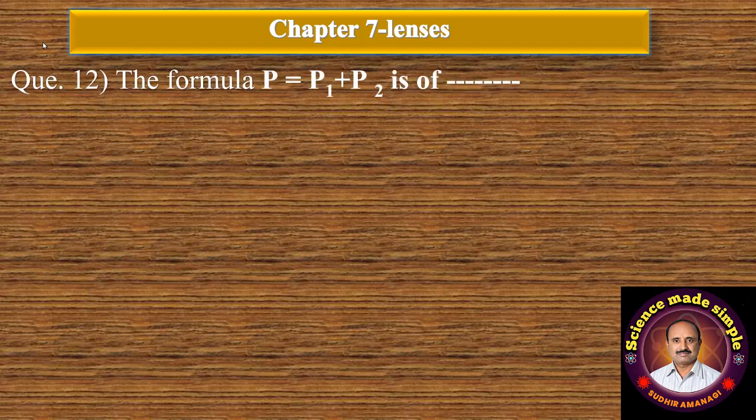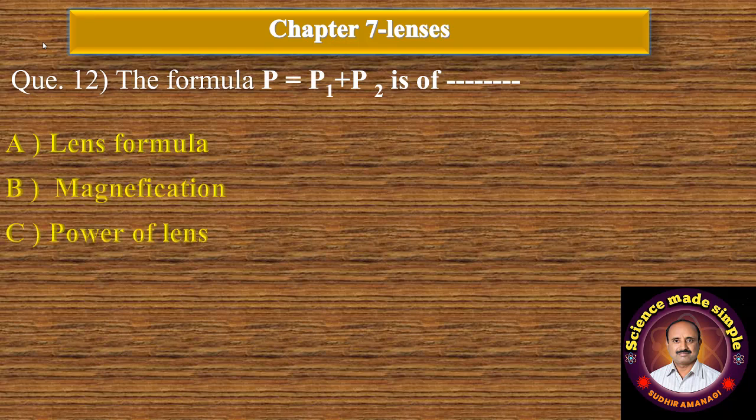Question number 12. The formula P is equal to P1 plus P2 is of dash dash. Option A, lens formula. B, magnification. C, power of lens. And D, combination of lens. Correct answer is option D, combination of lens.